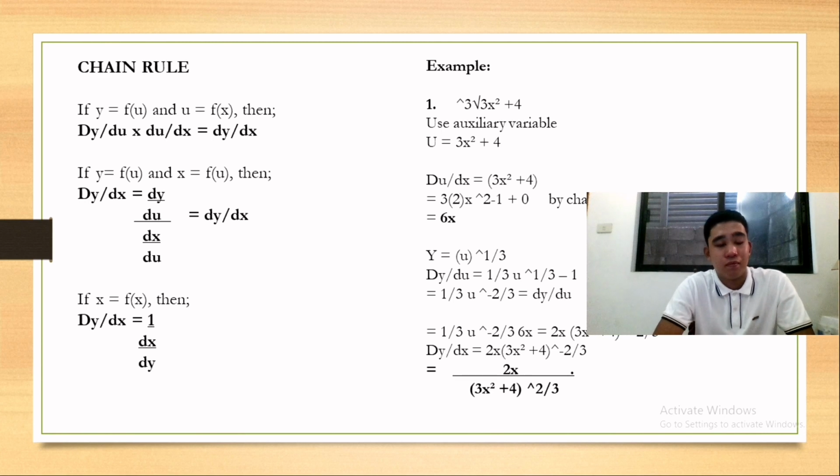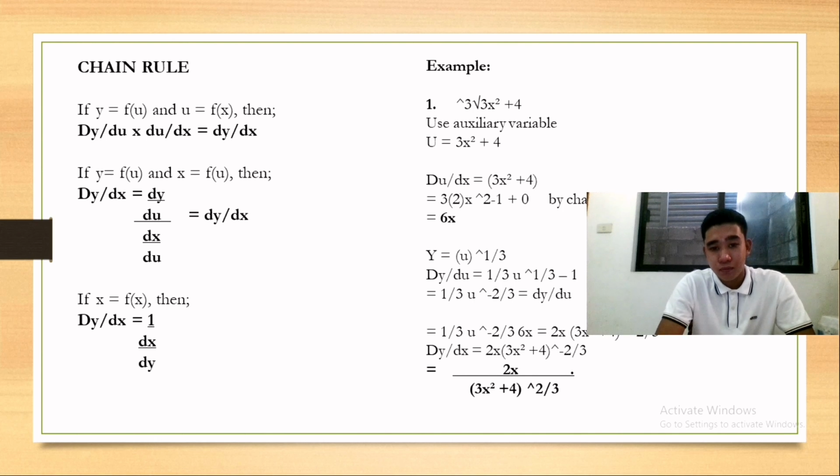Chain rule. The formula for chain rule is dy over du times du over dx equals dy over dx, if y equals f(u) and u equals f(x), then ang gagamitin yon. Tapos ang formula naman, if y equals f(u) and x equals f(u), then dy over dx equals dy over du over dx over du. Kasi cancel yung dalawang du. Tapos if x equals f(y), then dy over dx equals 1 over dx over dy.